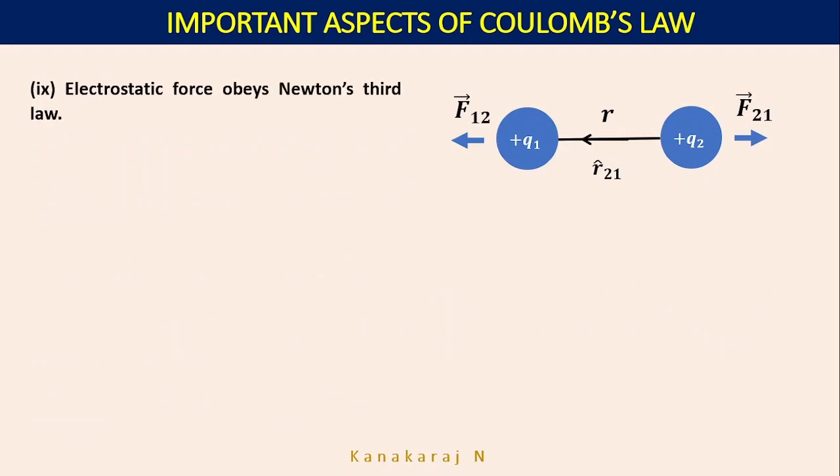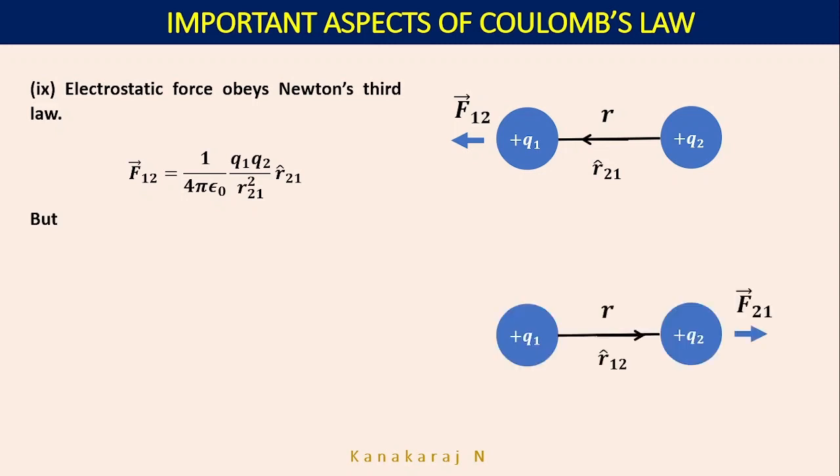Electrostatic force obeys Newton's third law. So let us start with the first force, that is the force on the first charge due to the second charge. F12 vector equals 1 by 4 pi epsilon naught Q1 Q2 divided by R21 square, R21 cap. And we know very clearly that R21 cap and R12 cap are equal in magnitude but opposite in direction. Mathematically, R21 cap equals minus R12 cap. So in the right hand side of the first expression, we replace R21 cap by minus R12 cap.